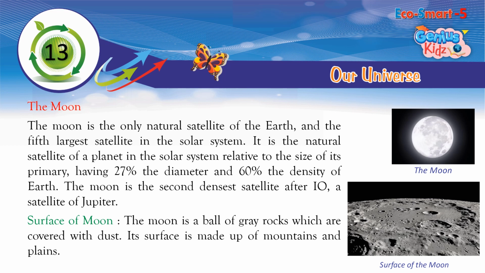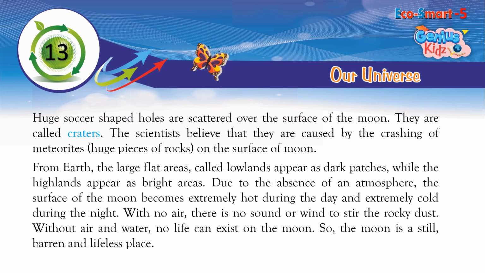Surface of Moon. The Moon is a ball of grey rocks which are covered with dust. Its surface is made up of mountains and plains. Huge bowl-shaped holes are scattered over the surface of the Moon. They are called craters. The scientists believe that they are caused by the crashing of meteorites, huge pieces of rocks, on the surface of Moon. From Earth, the large flat areas, called lowlands, appear as dark patches, while the highlands appear as bright areas.